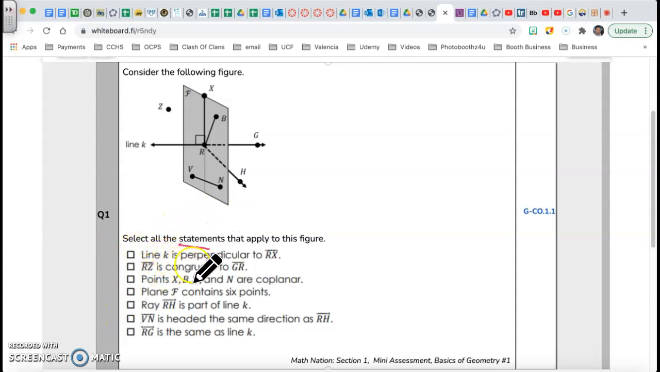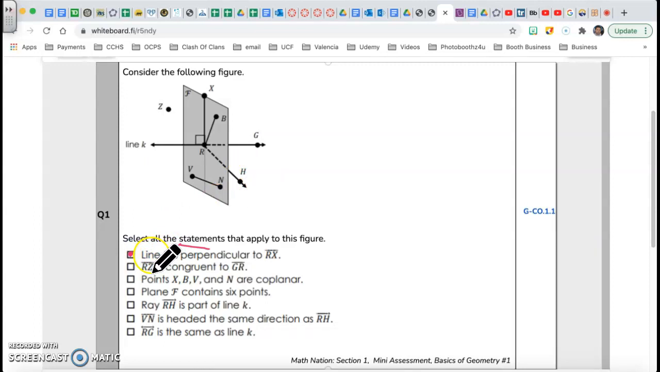Let's start. Line K is perpendicular to line RX. RX is in the middle, and X is right here. If you see, there's a box right there. A box means a 90-degree angle. So yes, they are perpendicular. They make a 90-degree angle.